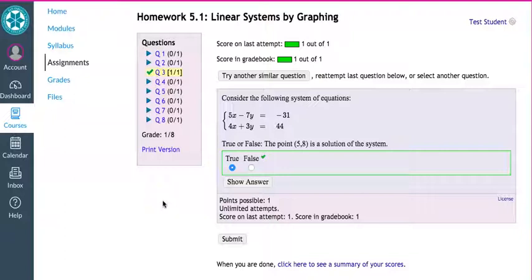Let me know if you have any questions about how to do this. You can ask me by email, but the best time to ask me is during the live sessions or during the live office hours right after class.